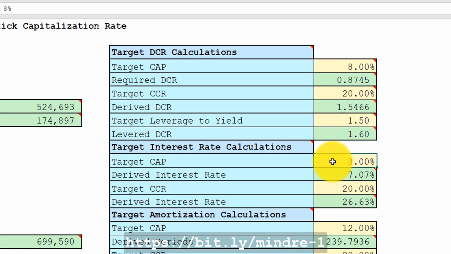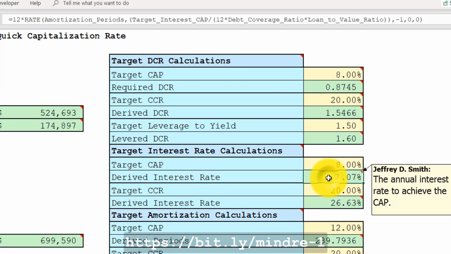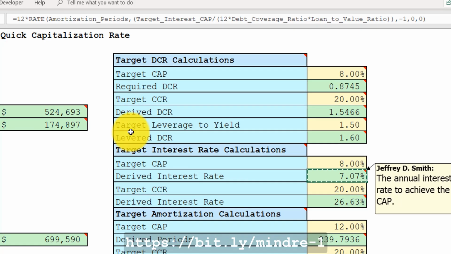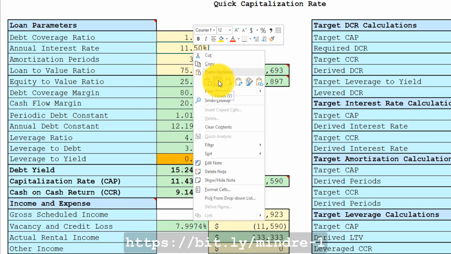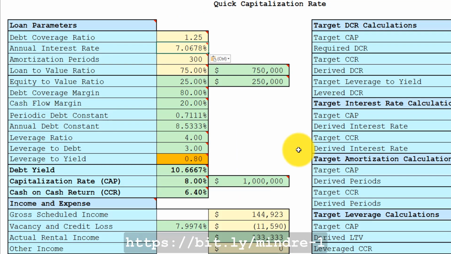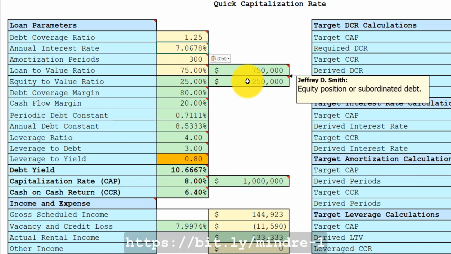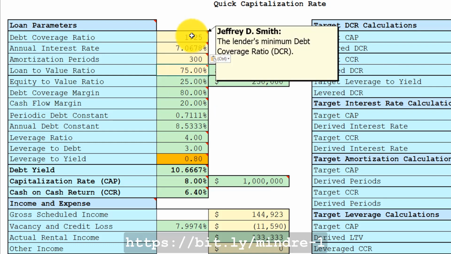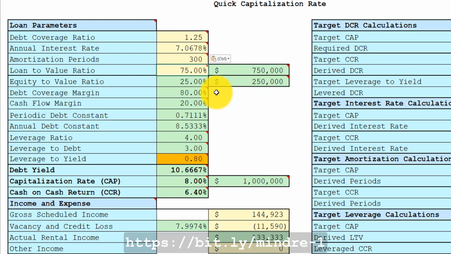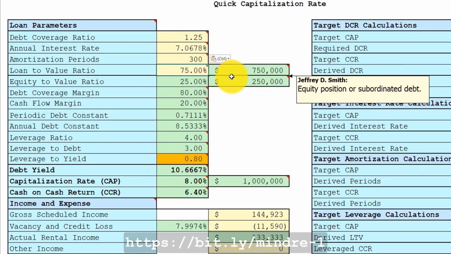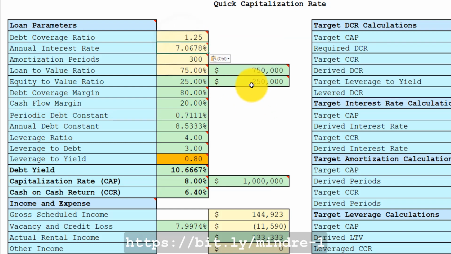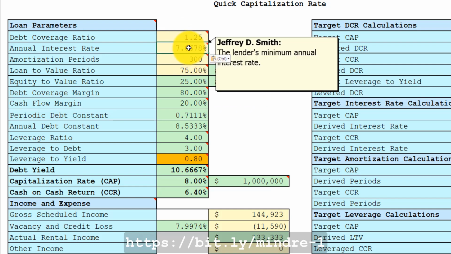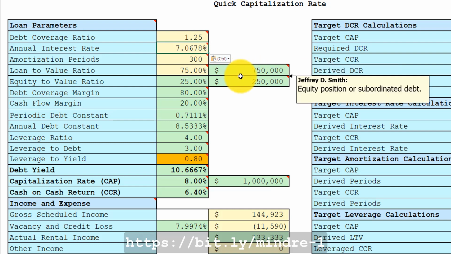Target cap 8%, derived interest rate, plug that in, and now we have a $1 million valuation, $250,000 equity investment, 75% loan to value, debt coverage ratio 1.25. We'd have to negotiate with the lender to get the interest rate down to 7.0678%. Now this is hard money, so this would not have worked.